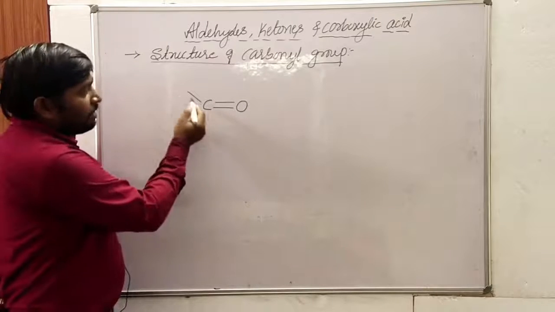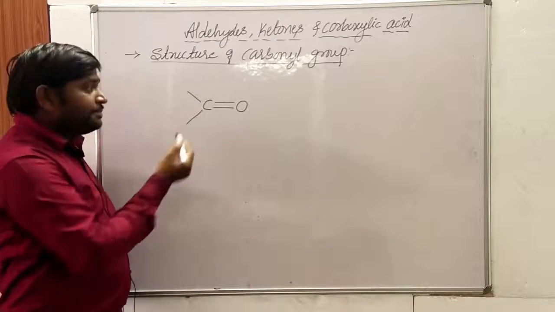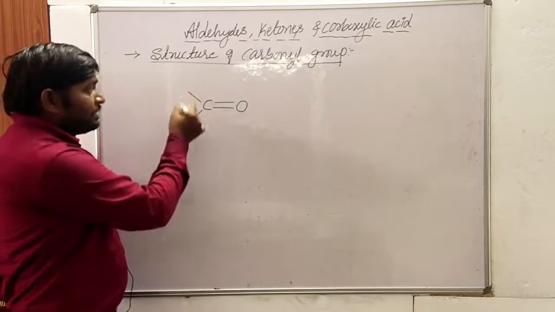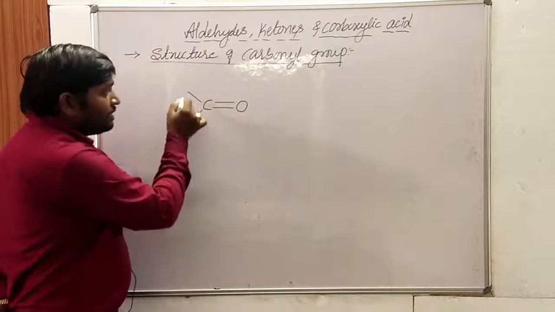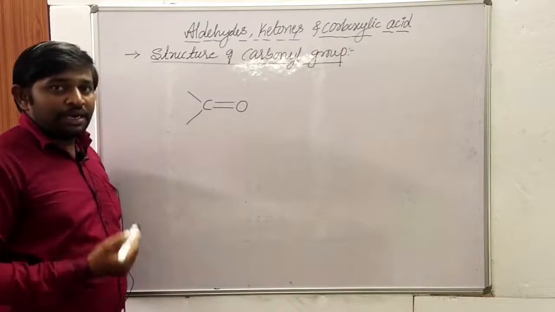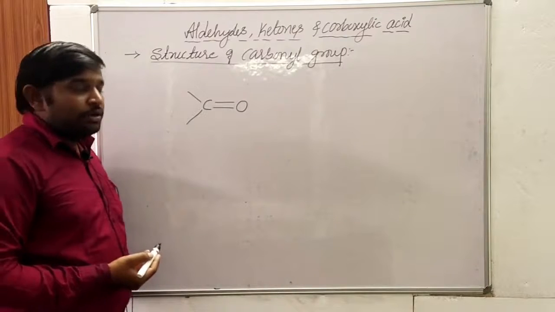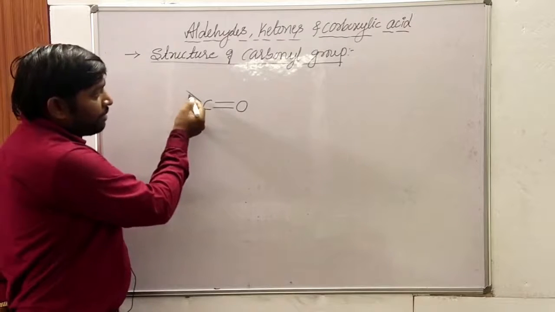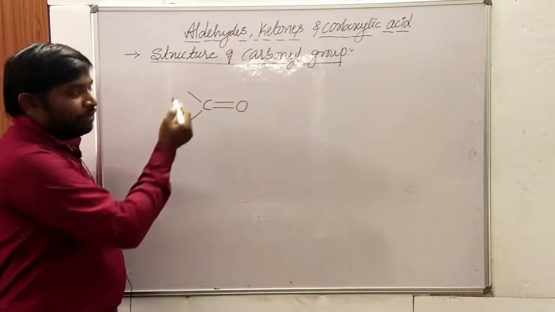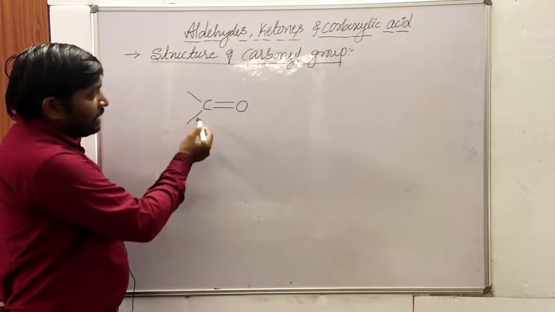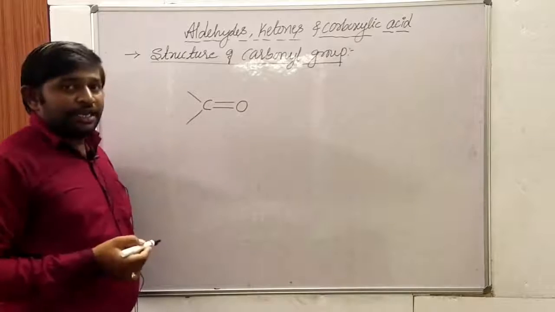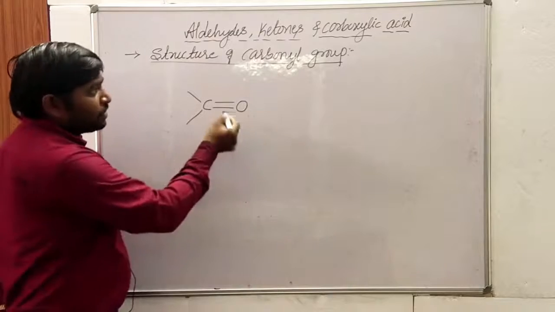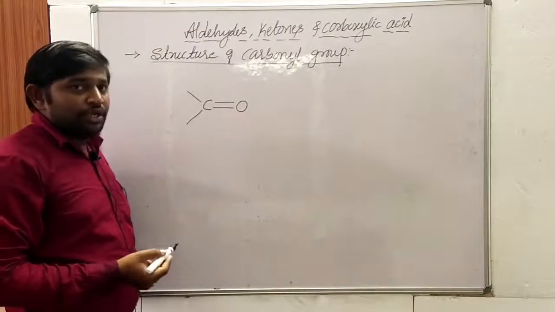If the valencies are satisfied by one hydrogen and one alkyl group, it becomes an aldehyde, and if both valencies are satisfied by hydrogen, it also becomes an aldehyde. Whenever both valencies are satisfied by alkyl or aryl groups, it becomes a ketone. Whenever one valency is satisfied by an alkyl group and the other by a hydroxyl group, it is a carboxylic acid. So this is the common functional group in all three.